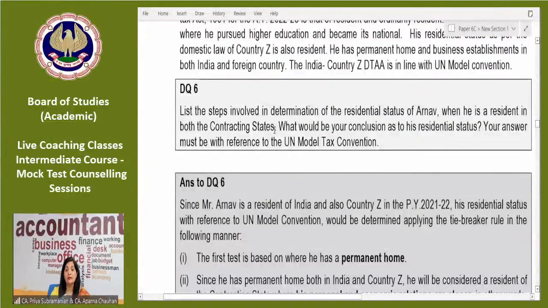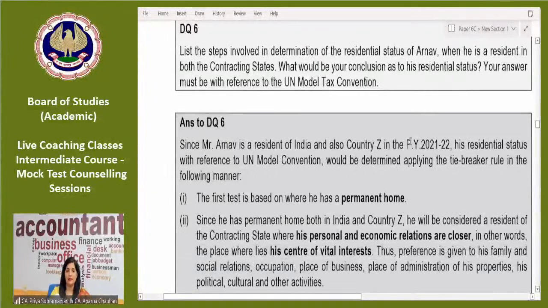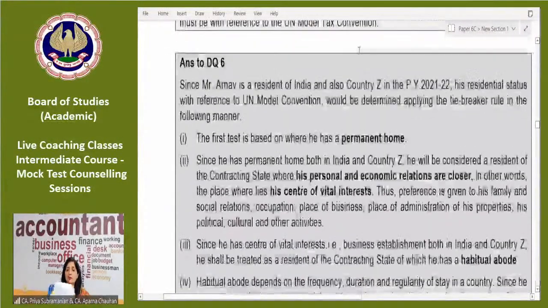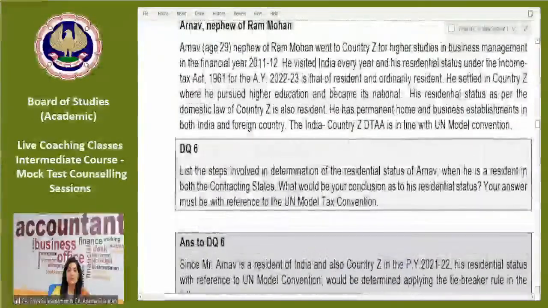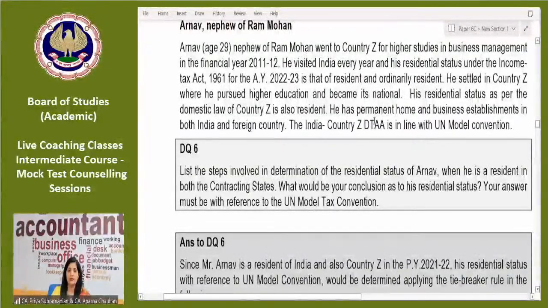Now you have to determine the residential status of one of the contracting states only, for which he will be considered as the resident. What are the steps for that purpose? The tiebreaker rule has to be applied. There are 4 tests given for determining the residential status of such persons who are resident of both the countries. The first is based on where he has a permanent home. You have to list out these things and accordingly conclude about Mr. Ram. Since it is given in the facts that he has a permanent home in both India and country Z.